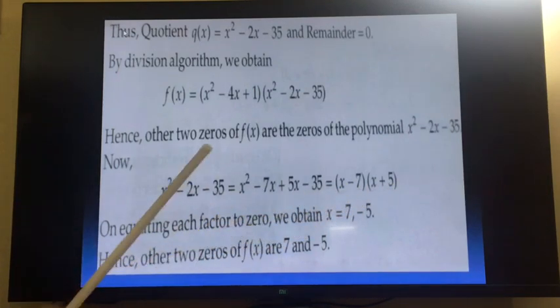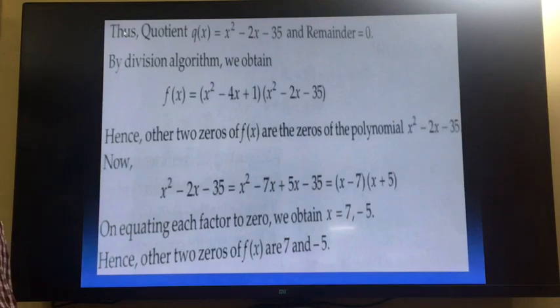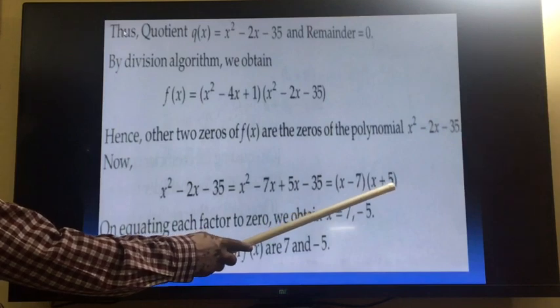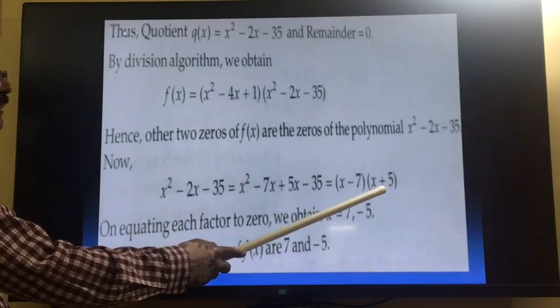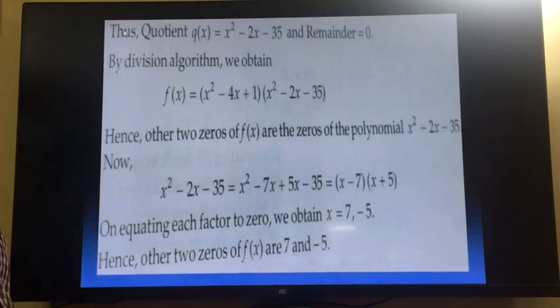And to get the zeros, I taught you always put the polynomial equal to 0. So put this equal to 0. So x minus 7 will be 0. So this will give x is equal to 7. Then x plus 5 is equal to 0 will give x is equal to minus 5. So other two zeros are 7 and minus 5. Right? So this is a good question. Please do good practice, because this type of question came last year in the compartment exam.